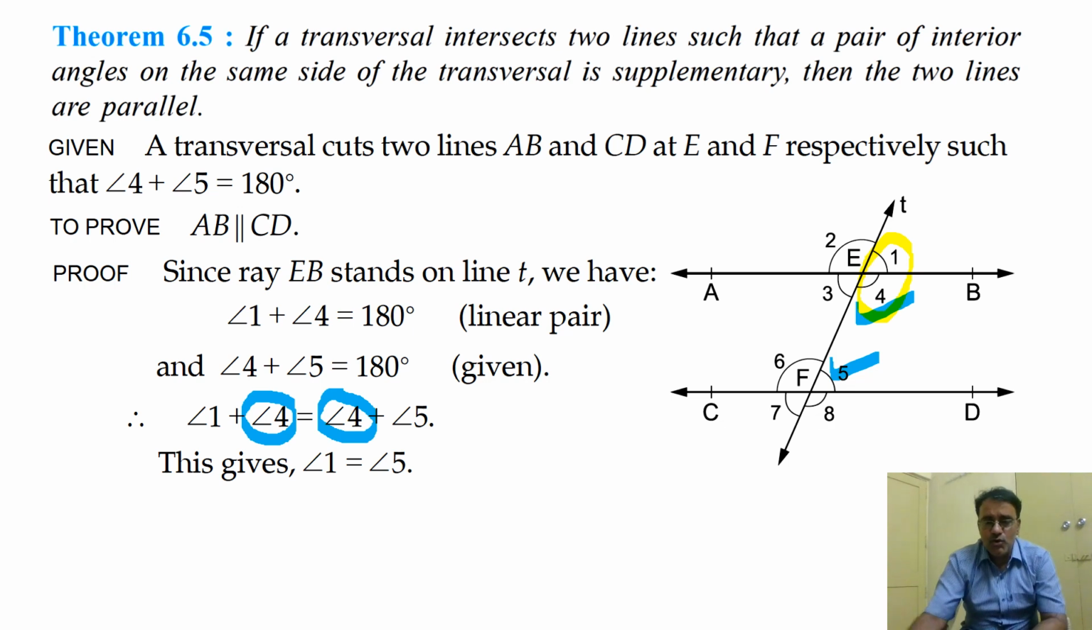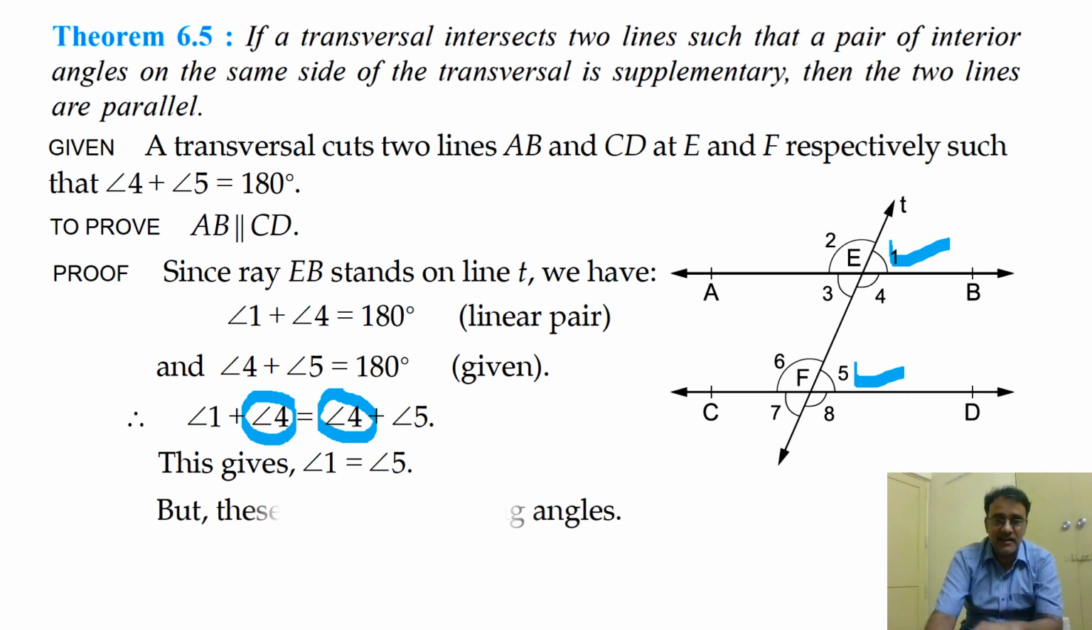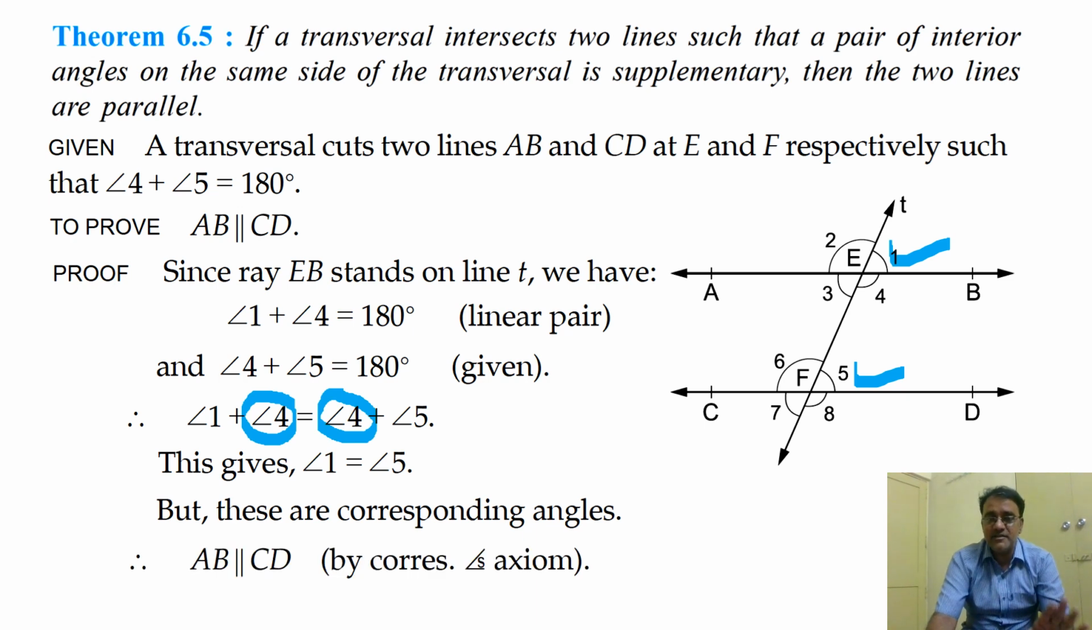Okay, but these are corresponding angles. If you see carefully, this angle 1 and angle 5 are corresponding angles. So by corresponding angles axiom, we can conclude that AB is parallel to CD. So उसके बाद क्या लिखेंगे, but these are corresponding angles, so therefore AB is parallel to CD by corresponding angles axiom. So theorem 6.5 भी हो गया.